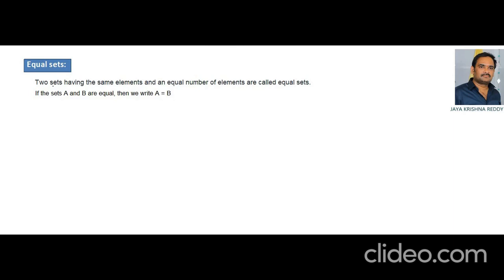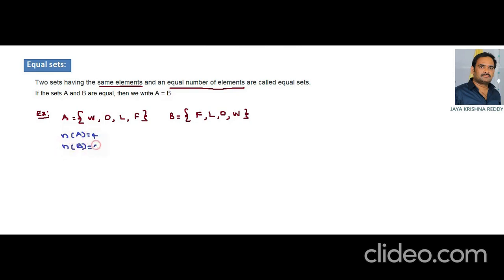Equal sets. Two sets having the same elements and equal number of elements are called equal sets. For example, set A having elements W, O, L, F and set B having elements F, L, O, W. Here, if you observe that the number of elements in set A is equal to 4 and the number of elements in set B is also equal to 4, each set having 4 elements.